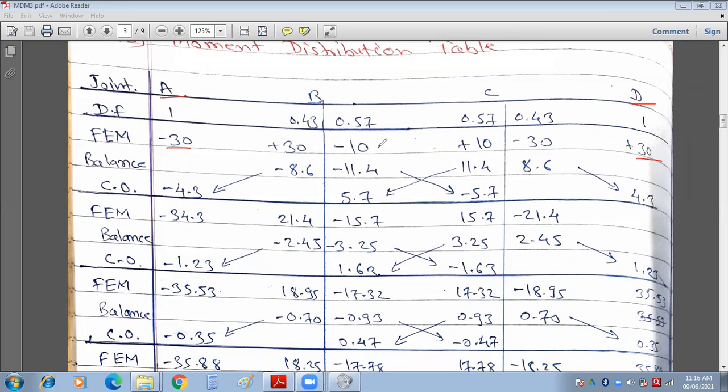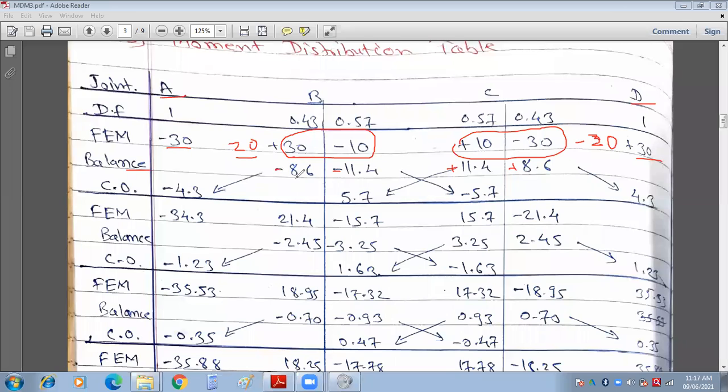Now the next step is to check whether the moments at joint B and joint C are the same or not. If they are not the same, we have to make the balance. And how to make the balance? We have to take the difference of these two. The difference here is plus 20, and here the difference is minus 20. For this difference we have to make the balance. If the difference is plus, we apply the minus moment over here, and if the difference is minus, we apply the plus moment over here in this balance.